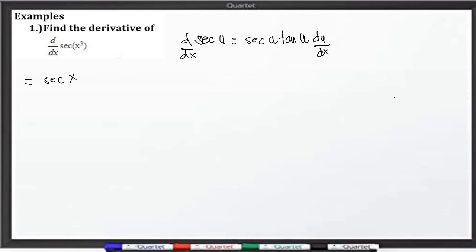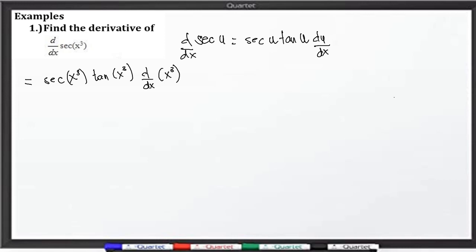secant x cubed tangent x cubed times the derivative of x cubed with respect to x. So, yan po yung ating first line, ano?